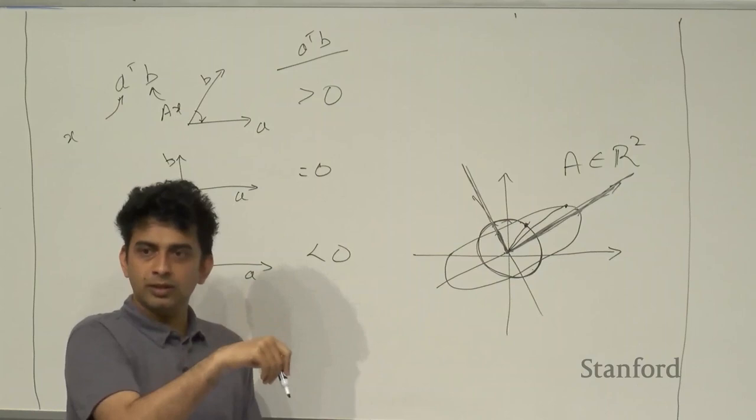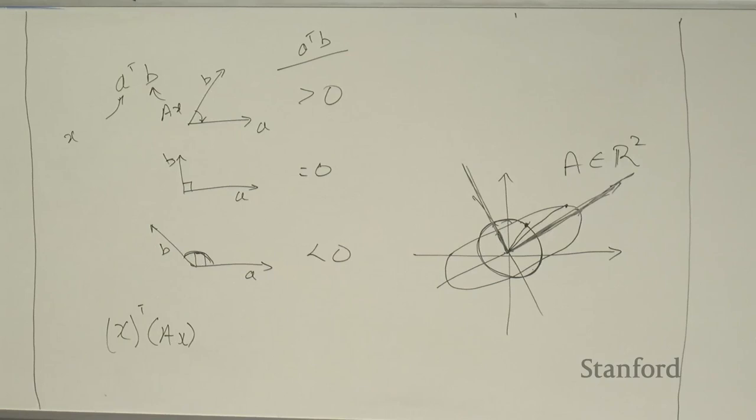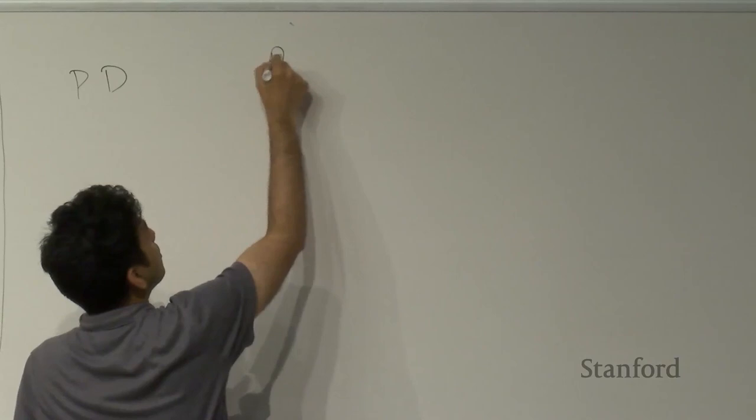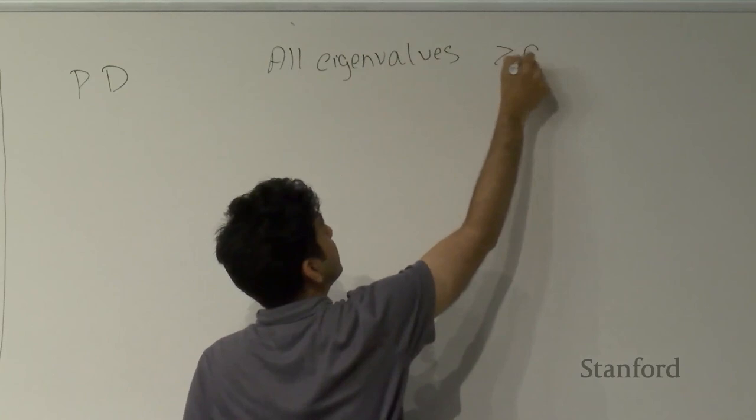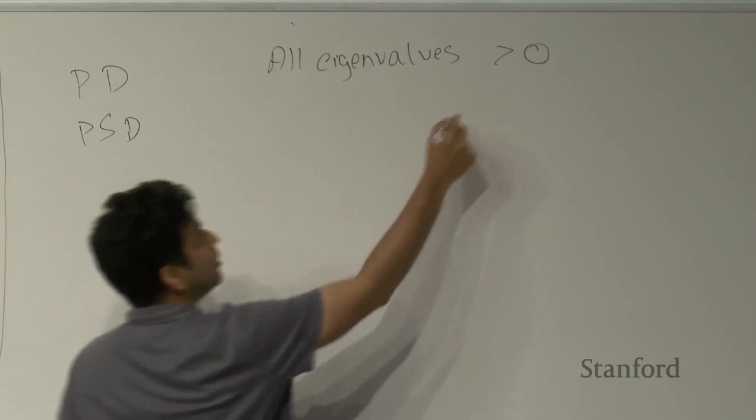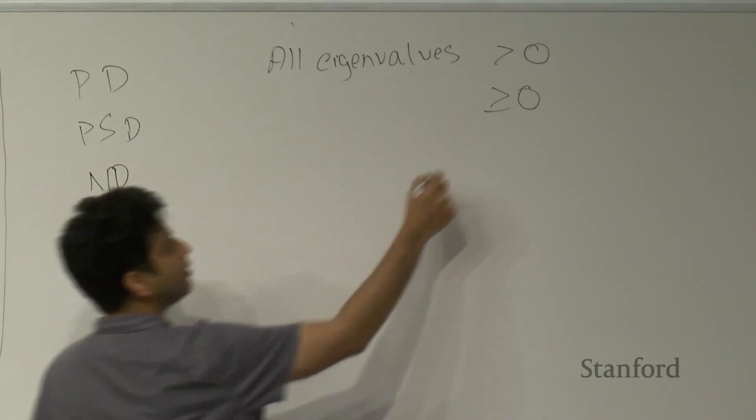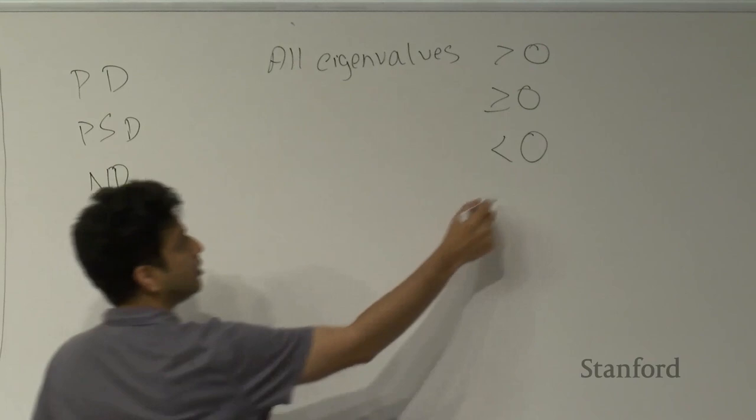So how does that connect to the definition of positive definiteness? For a positive definite matrix, all eigenvalues are greater than 0, right? For a positive semi-definite matrix, they're all greater than or equal to 0. For a negative definite matrix, all the eigenvalues are less than 0, and for a negative semi-definite matrix, they are less than or equal to 0. And for an indefinite matrix, they can be greater than or less than 0.